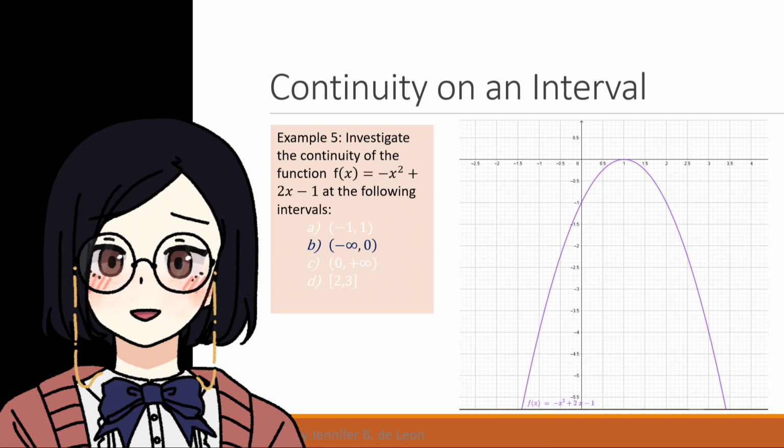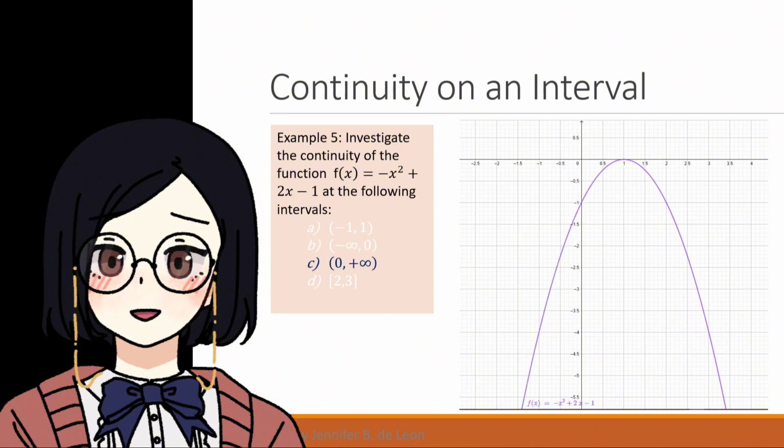Now let's have the second interval. This time we have from negative infinity to 0. So here is the point where x is equal to 0. Now we trace from the left of 0, from negative infinity to 0. We can clearly see that we can trace the graph without lifting from the left side of 0. Therefore, we can say that f of x is continuous on the interval from negative infinity to 0.